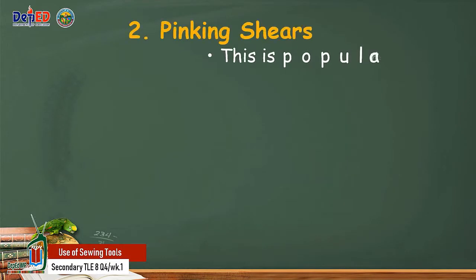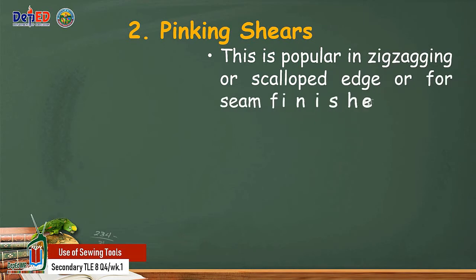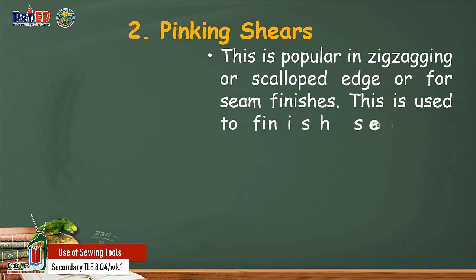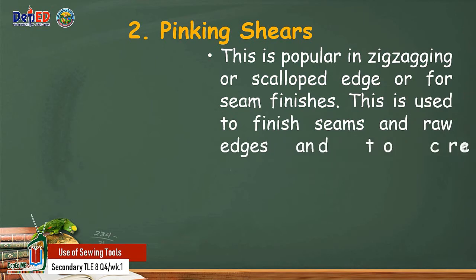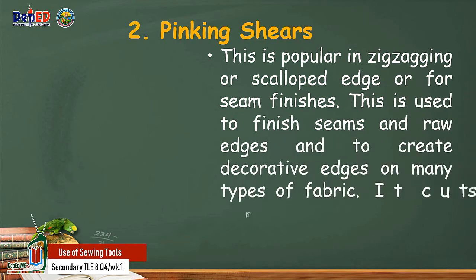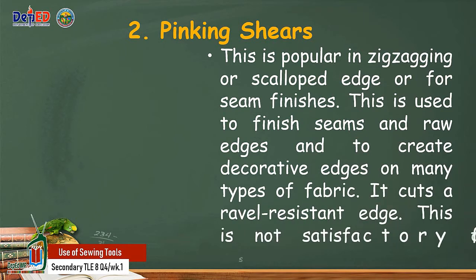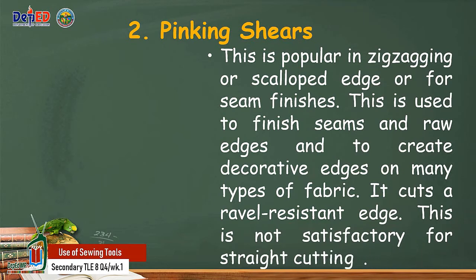Number 2. Pinking shears. This is popular for zigzagging or scalloped edges for seam finishes. This is used to finish seams and raw edges and to create decorative edges on many types of fabrics. It cuts a ravel-resistant edge. This is not satisfactory for straight cutting.